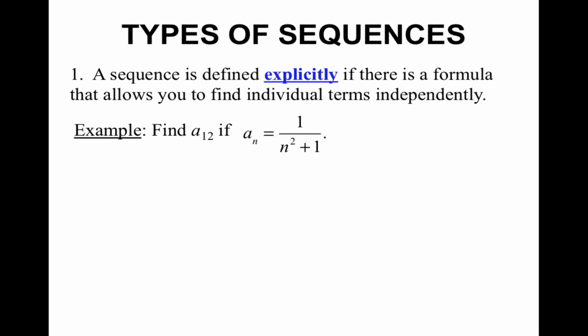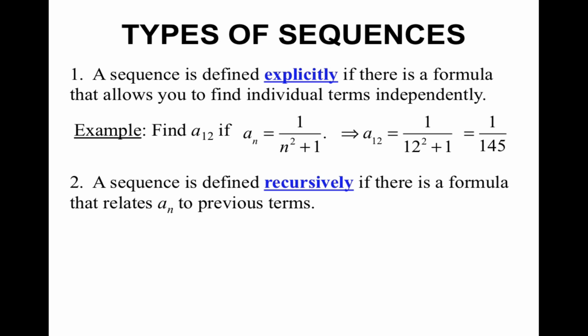For example, if we are given this general formula for a sub n, where a sub n equals 1 over n squared plus 1, I can find a sub 12, which means I'm going to find the 12th term by plugging in 12 wherever there is an n. When I do that and simplify, I get that the 12th term is 1 over 145.